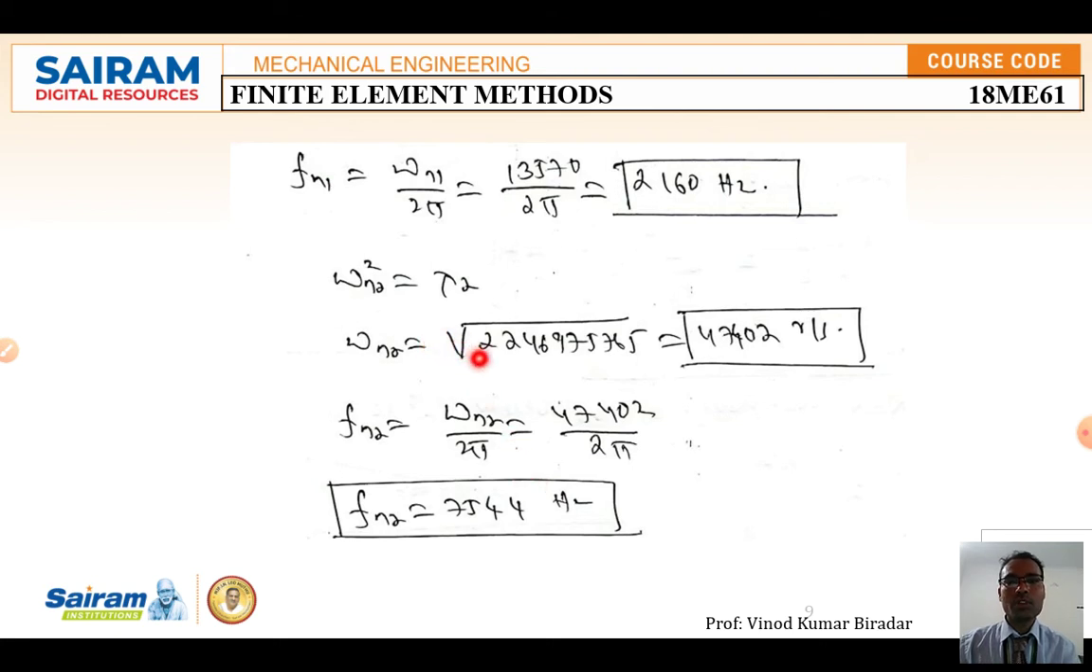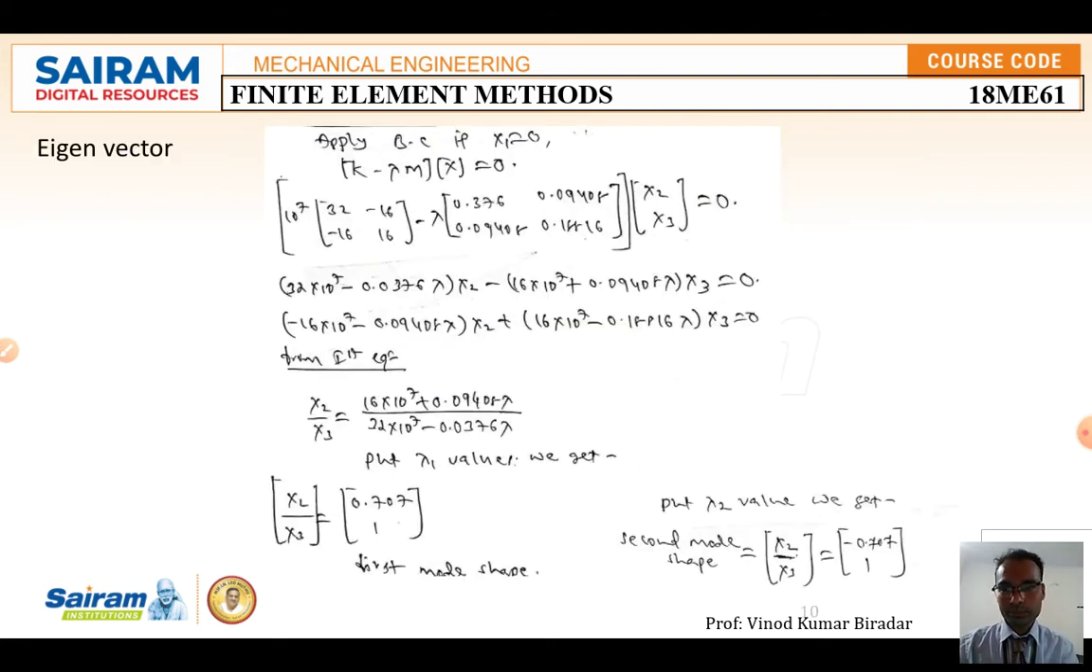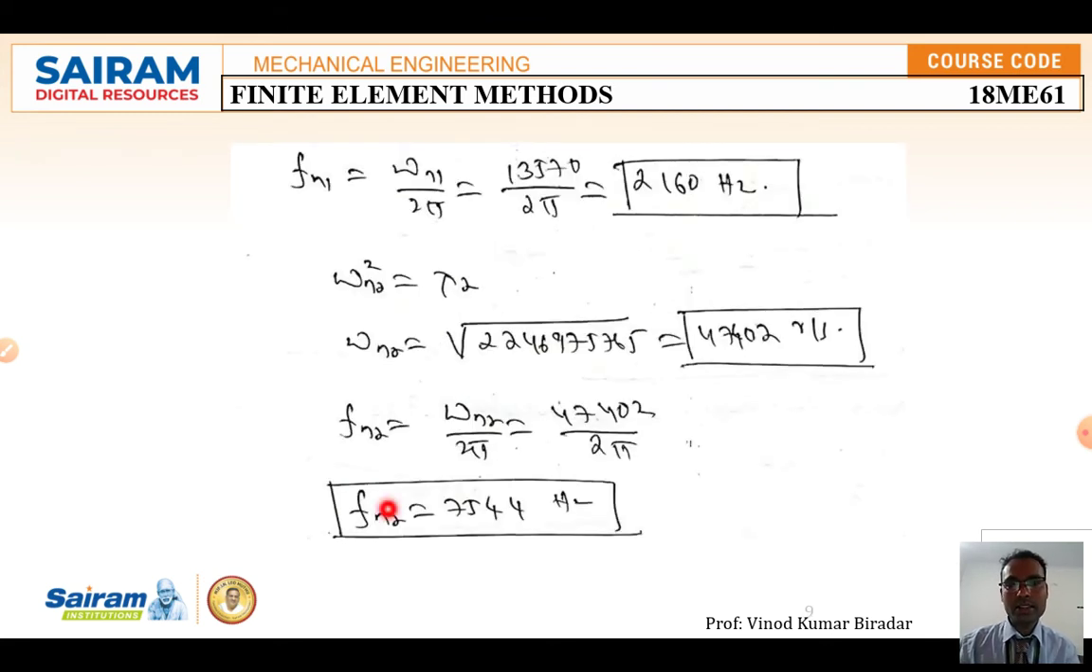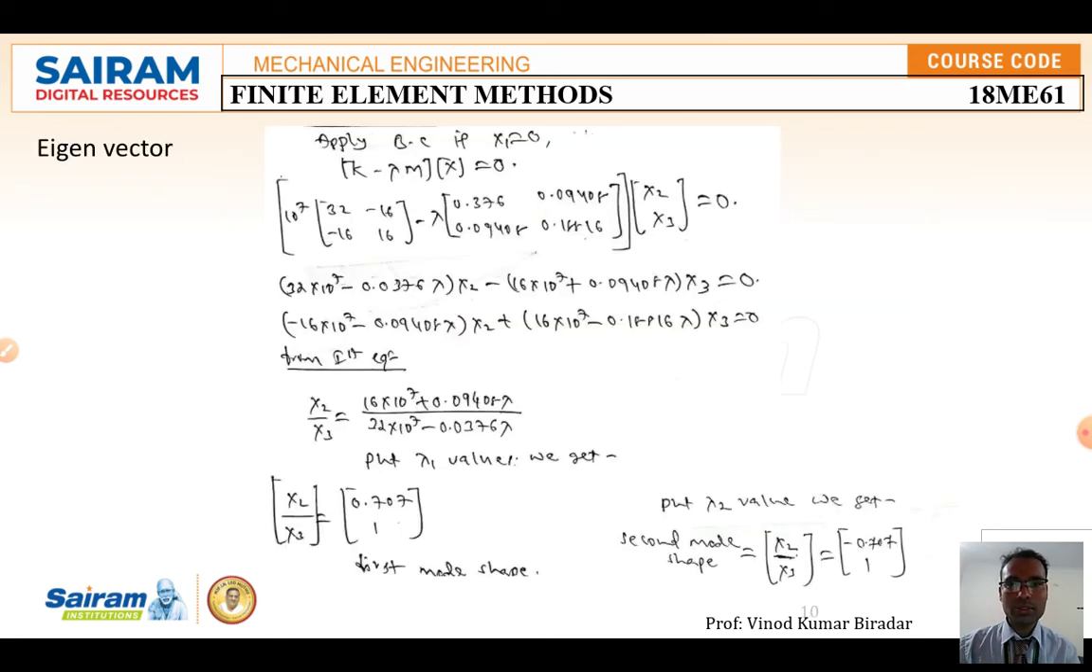After calculating fn1 and fn2, these are called the eigenvalues. Now calculate the eigenvector. Since x1 at node number 1 is fixed, we use k minus lambda m into x. Here x1 is fixed, so we have to write down x2 and x3. Simplify this equation and finally you are going to get x2 by x3 is equal to 16 into 10 to the power of 7 plus this. So x2 by x3.